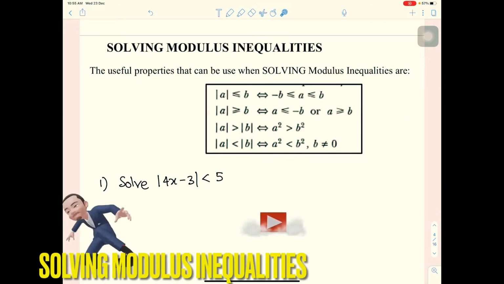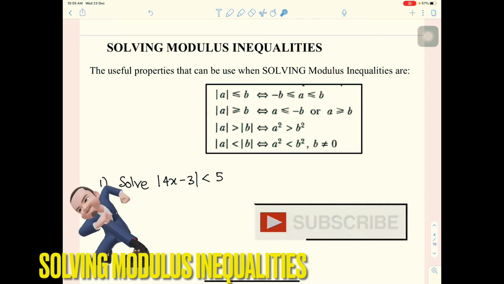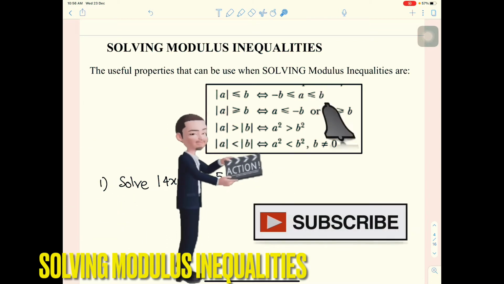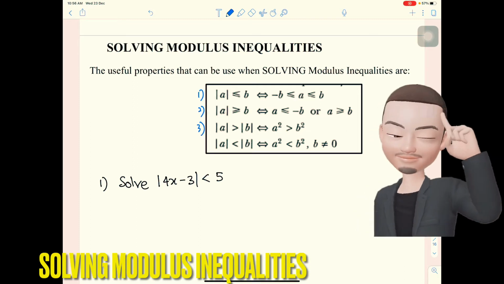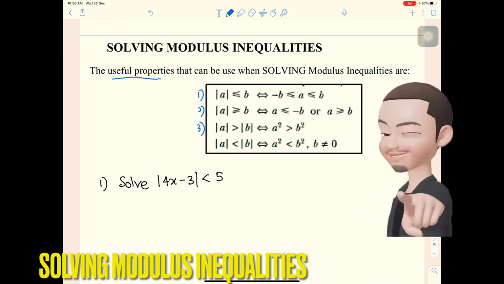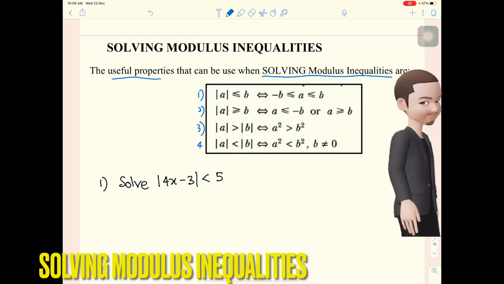Now we are going to discuss basic skills and basic knowledge, and also discuss example questions of solving modulus inequalities. There are four types of solving modulus inequalities, and the useful properties that can be used when solving modulus inequalities are these four types.